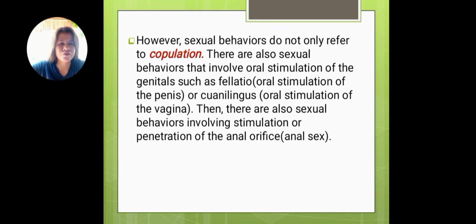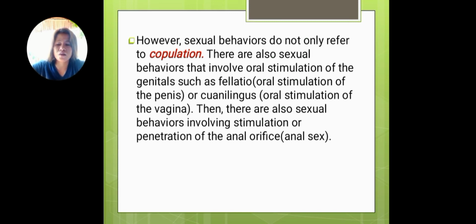However, sexual behavior does not only refer to copulation. There are also sexual behaviors that involve oral stimulation of the genitals, such as fellatio, oral stimulation of the penis, or cunnilingus, oral stimulation of the vagina. Then, there are also sexual behaviors involving stimulation or penetration of the anal orifice, or anal sex.